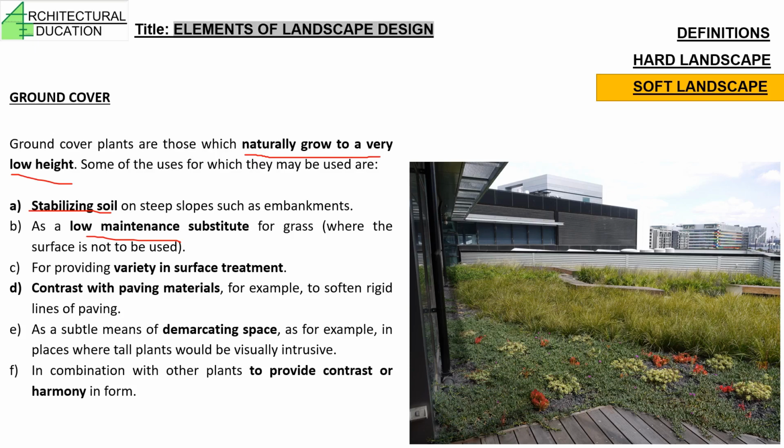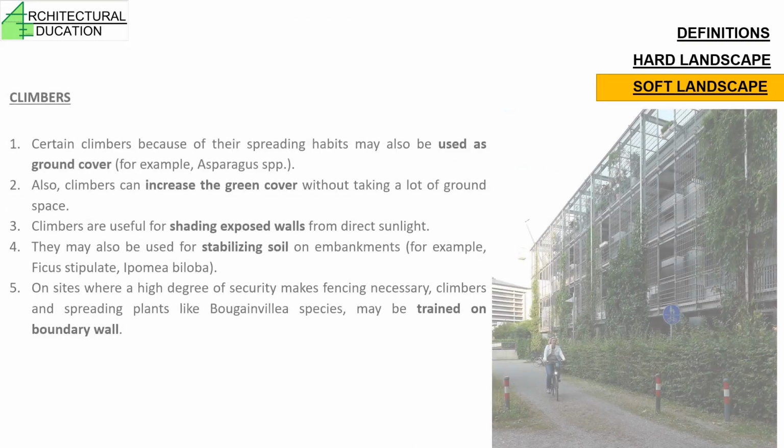And the best part is, a lawn takes a lot of space, whereas low height plantation takes less water. A lawn takes a lot of water when compared to low height plantation. In such a scenario, the load for the treatment and availability of water will be reduced. Contrast with paving materials. Subtle means dramatic, demarcating spaces in combination with other plants to avoid contrast or create harmony in form.